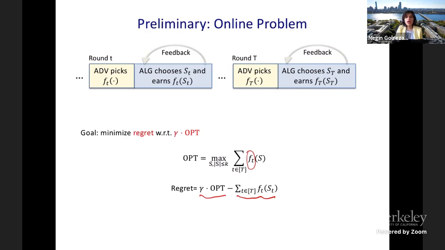The reason I have this gamma here is because the offline problem itself is so hard, and I can only get a gamma fraction of the optimal. That's why, when it comes to the regret, I'm also focusing on approximate regret, which is a very common notion in the learning literature. Okay.